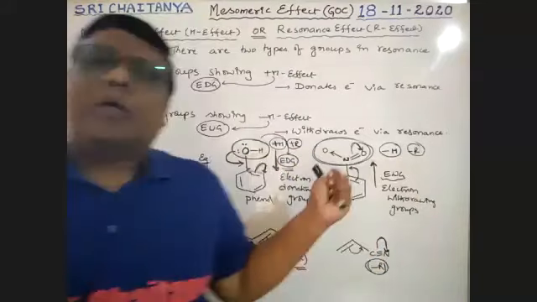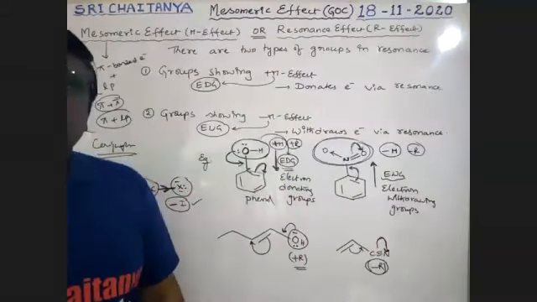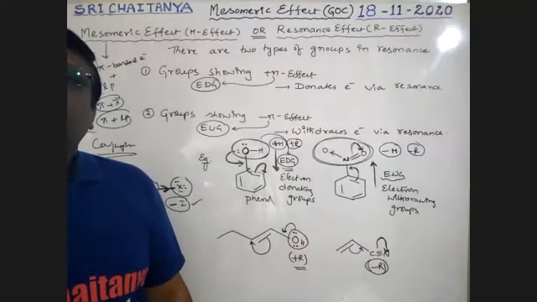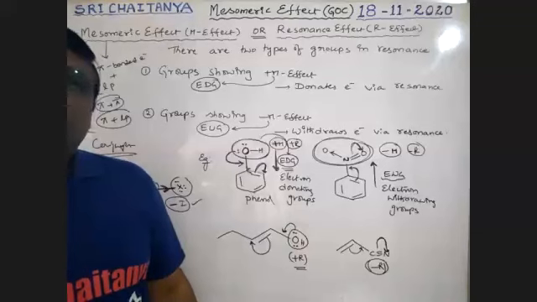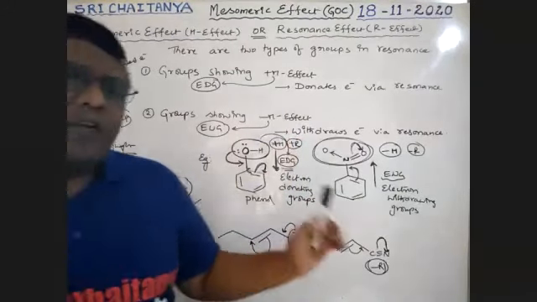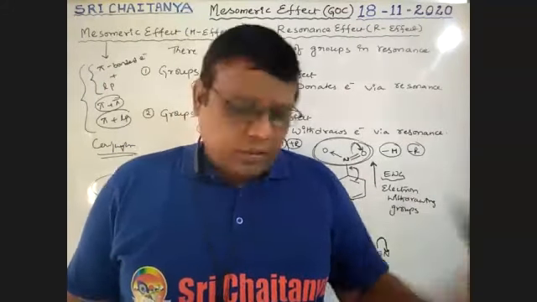Is there any doubt up to now? Tell me, boys. Please respond. So inductive effect is through sigma bonded electrons. Mesomeric effect is through pi bonds and lone pairs, or pi bonds and pi bonds in combination.